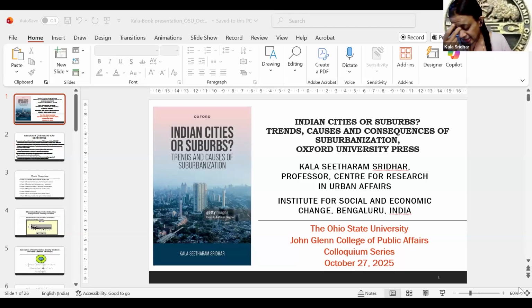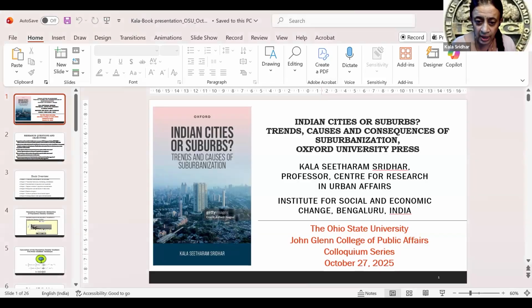The third thing I want to say before I actually start this talk is that this book is an outcome of my Fulbright Fellowship at UCLA in 2021 and 2022. I worked on this for nearly 3 or 4 years, so I was really happy to see this book see the light of day this year in June out of Oxford University Press. This book is titled Indian Cities or Suburbs and Trends and Causes of Suburbanization. In reality, I also cover the consequences of suburbanization in India, but Oxford could not accommodate that last-minute change in the title, and so it stopped at trends and causes of suburbanization.